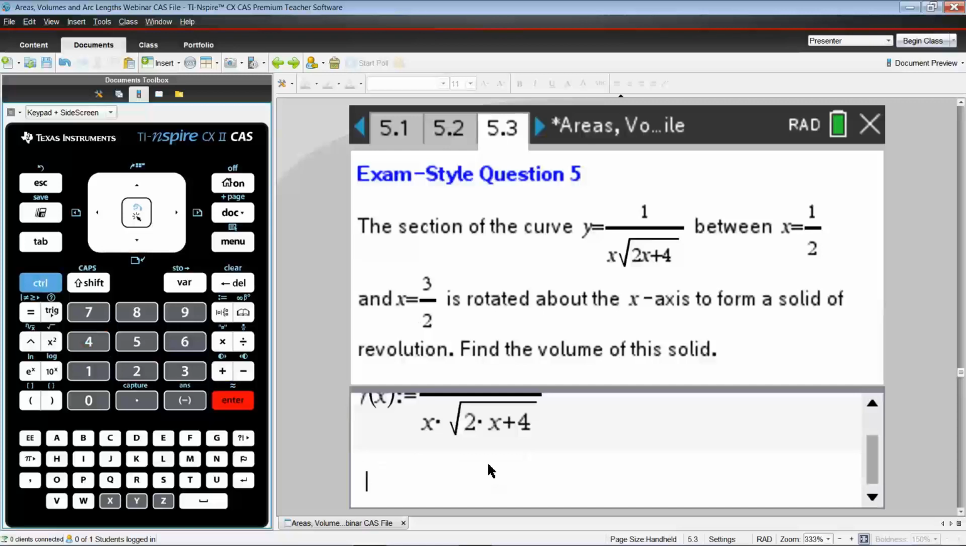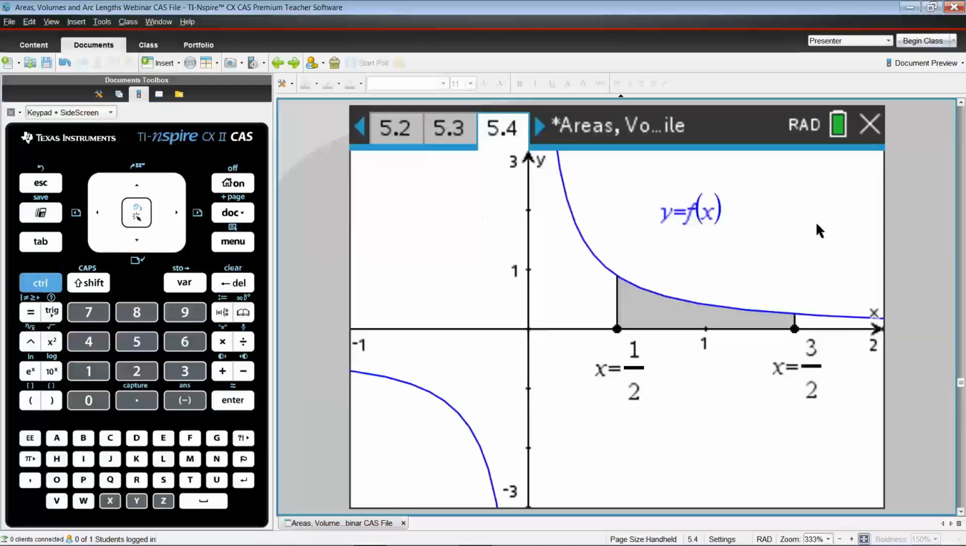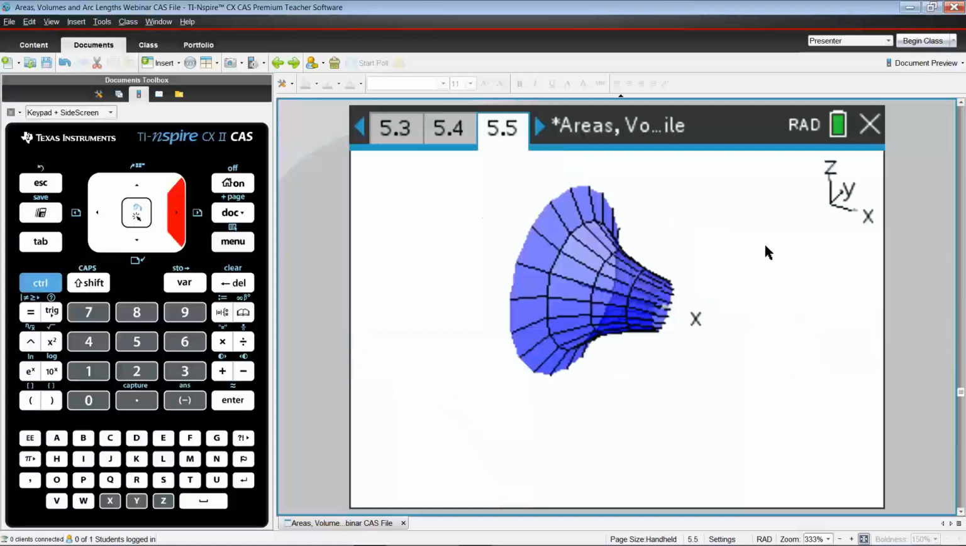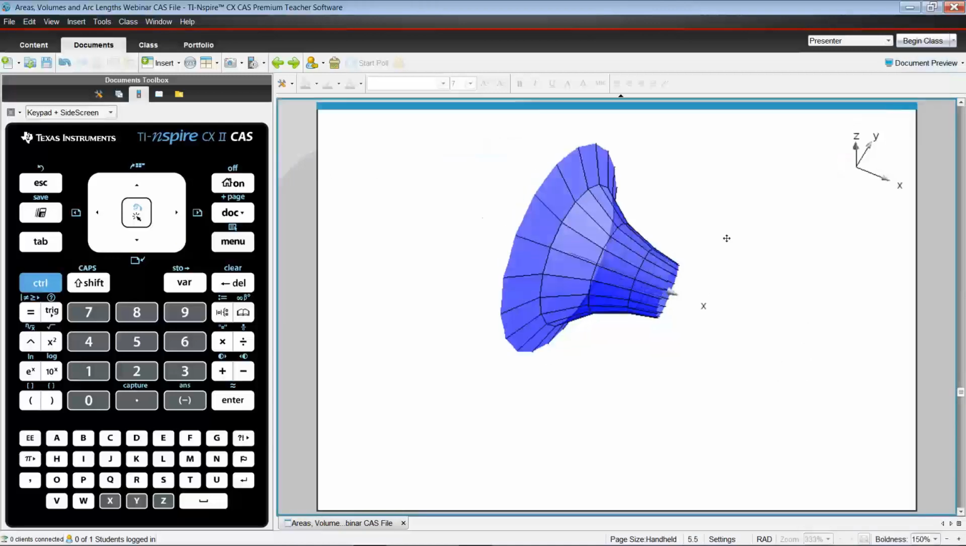Now, before we launch into the mathematics, let's have a visual look at what's going on. This is y equals f(x), our curve. Here's x equals half and x equals 3 over 2. This gray region represents the region that is going to be rotated about the x-axis to form the solid of revolution. And you might be asking, what does that solid of revolution look like? Well, it actually looks like this.